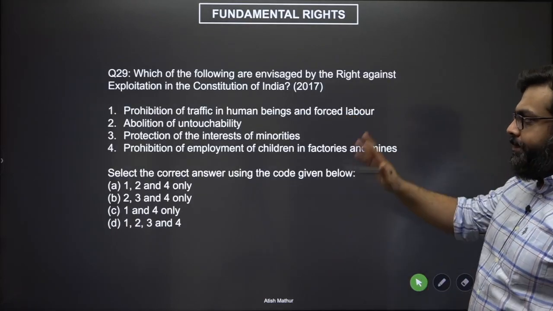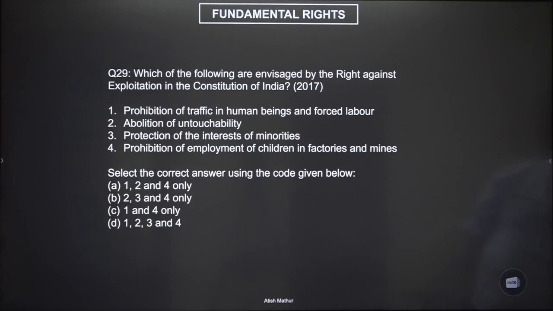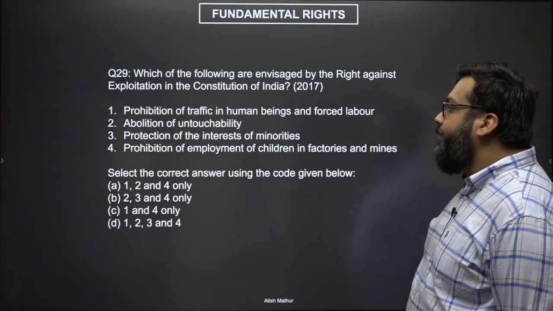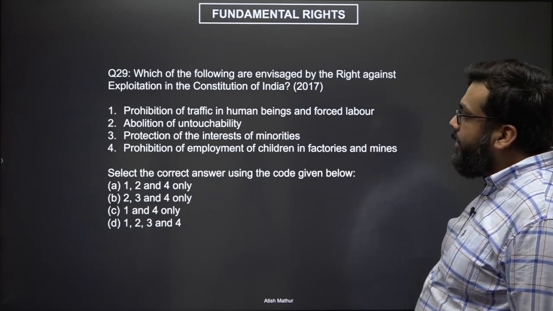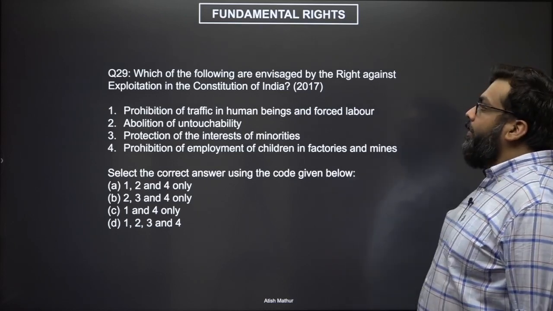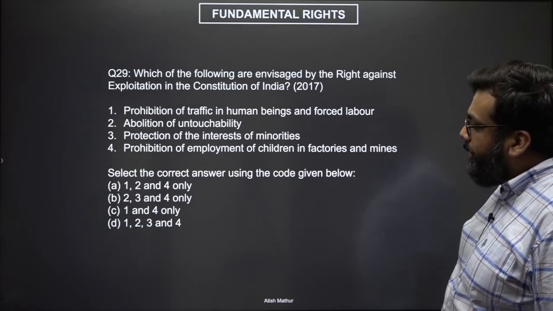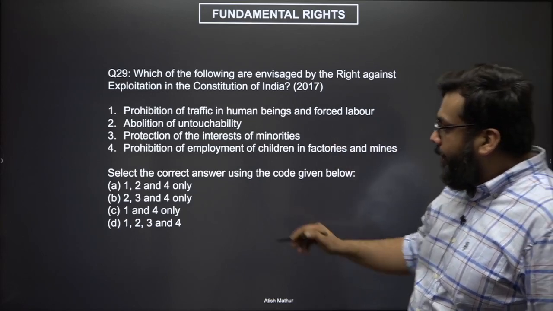Question number 29. Which of the following are envisaged by the right against exploitation in the Constitution of India? Now, protection of traffic in human beings and forced labor, abolition of untouchability, protection of the interests of minorities, prohibition of employment of children in factories and mines. All right. Now let's understand this. We've got 1, 2, 4, 2, 3, 4, 1 and 4, 1, 2, 3 and 4. All right. Which of the following is correct? So we know that we're looking for the correct option.